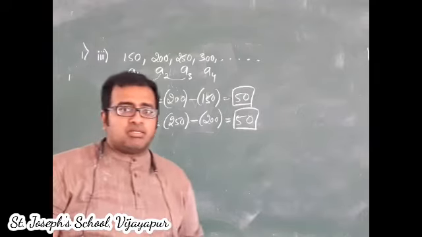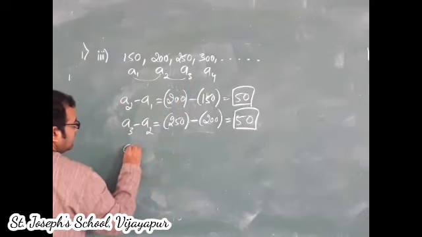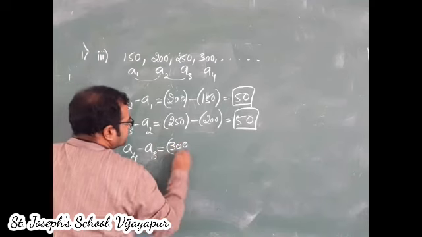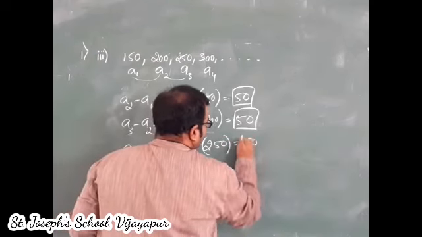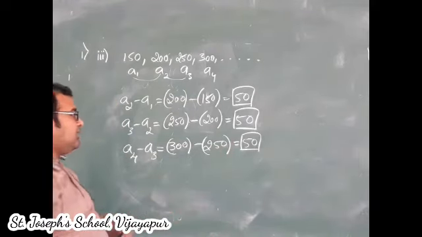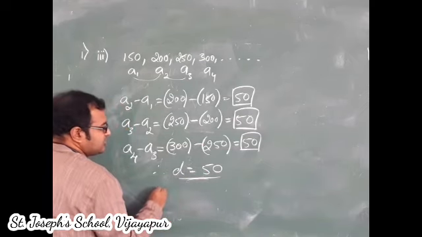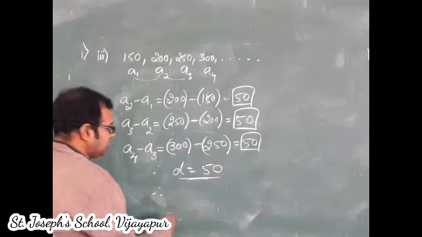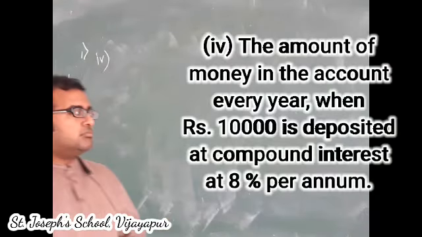Now it is going to be an AP, but still not 100% sure because one more set of consecutive terms is there. A4 minus A3, which is equal to 300 minus 250. The difference being 50 again. And that's enough. We have got the same constant number. You can write it and therefore the common difference is 50. This implies therefore what? The given sequence is an AP. So the fourth sub question goes as follows.